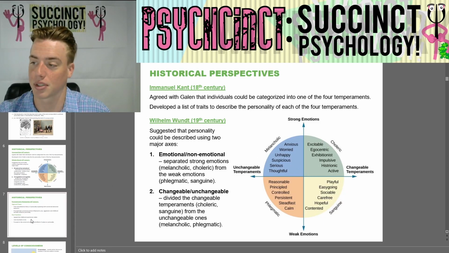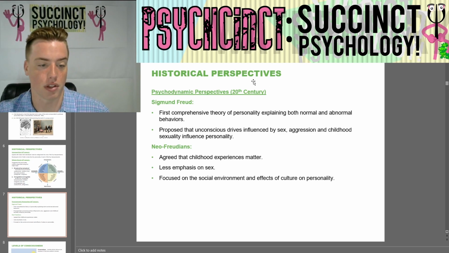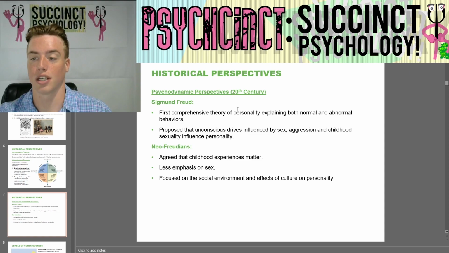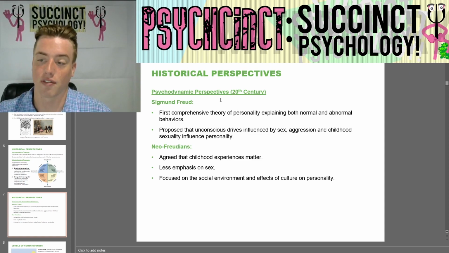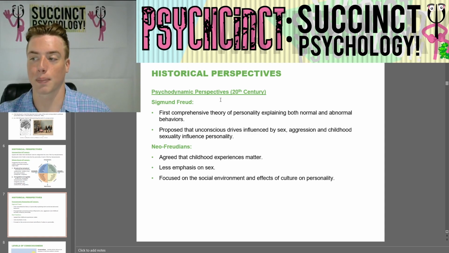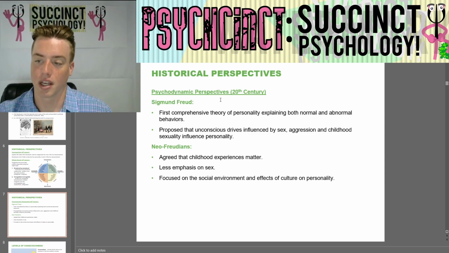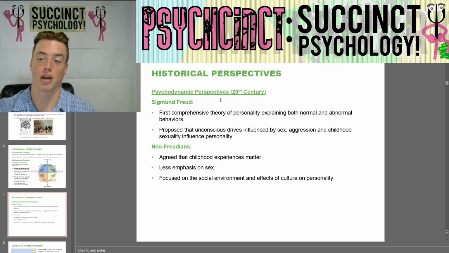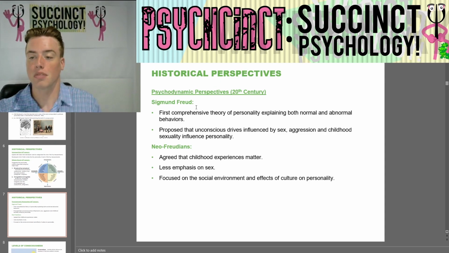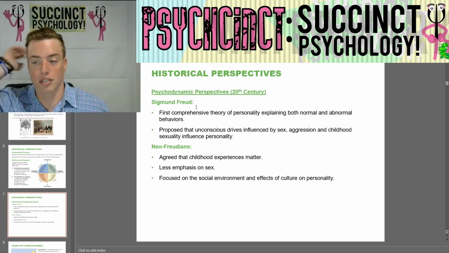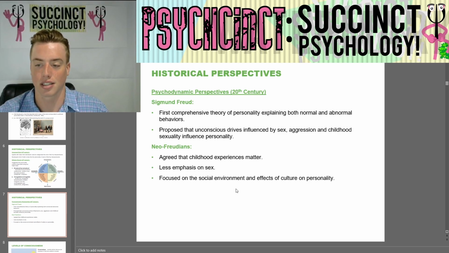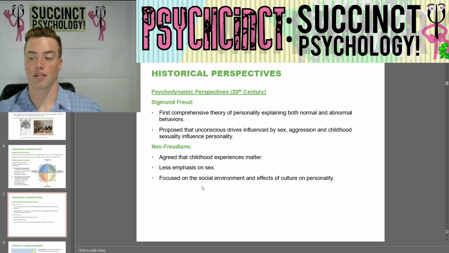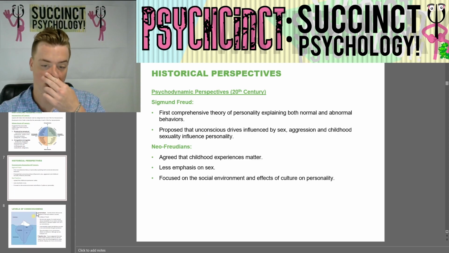Continuing on with historical perspectives, we have the psychodynamic perspectives from the 20th century, good old Freud. It's the first comprehensive theory of personality explaining both normal and abnormal behaviors, and proposed that unconscious drives influenced by sex, aggression, and childhood sexuality influence your personality. Now, neo-Freudians, so new Freudians, agreed that childhood experiences matter, but with less emphasis on sex, and focused on the social environment and effects of culture on personality.